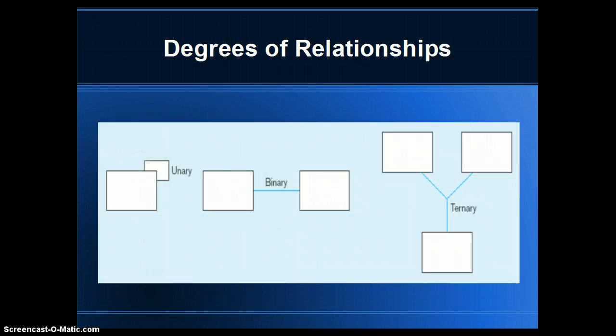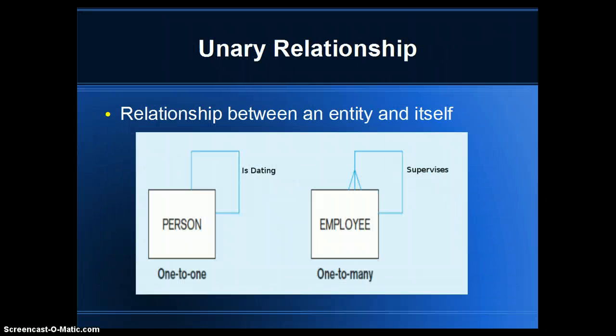There are different degrees of relationships, including unary, which is from one entity to that same entity, binary, which is between two entities, and the less common ternary, which is between three entities. The unary relationship consists of an entity and itself. Here you can see a one-to-one unary relationship, which is from a person back to person. Here a person is dating one person, one-to-one. Example one-to-many, you can see employee supervises many employee.